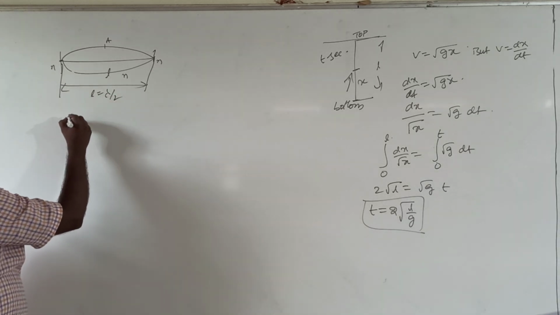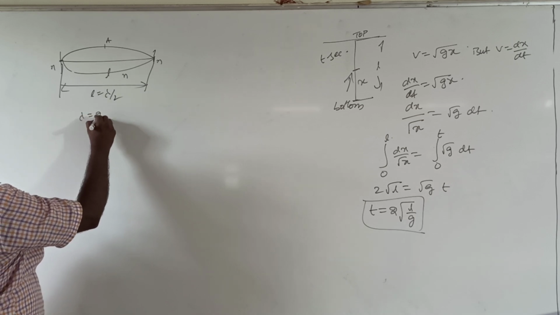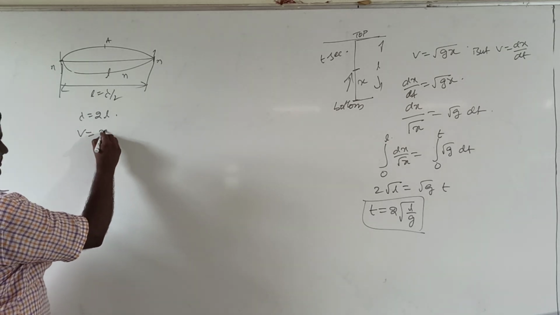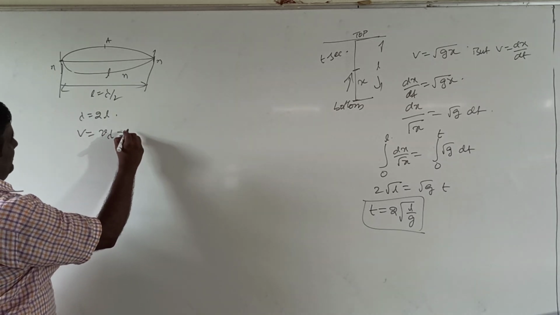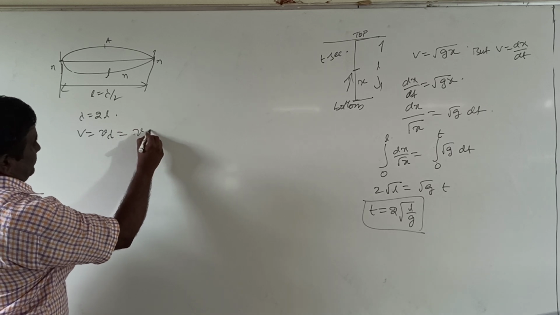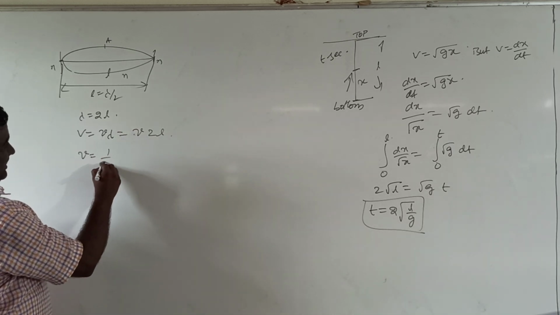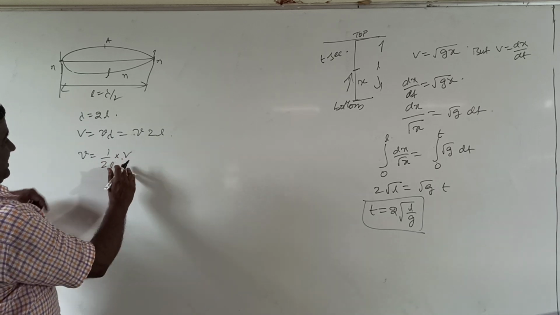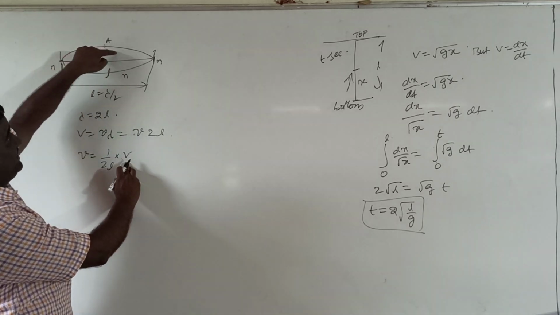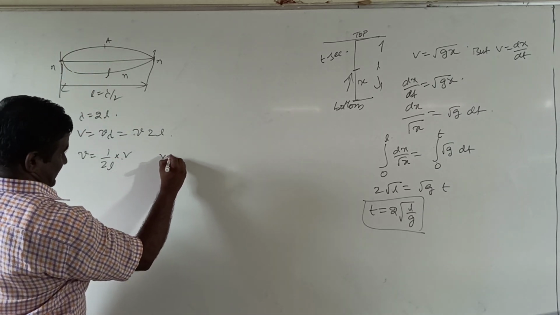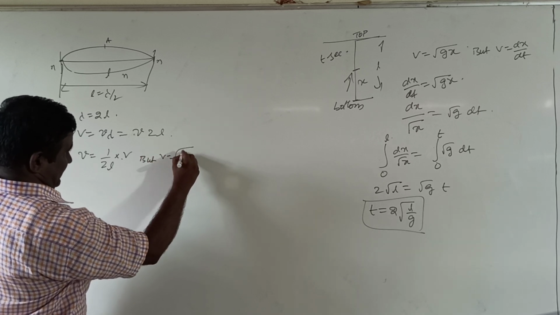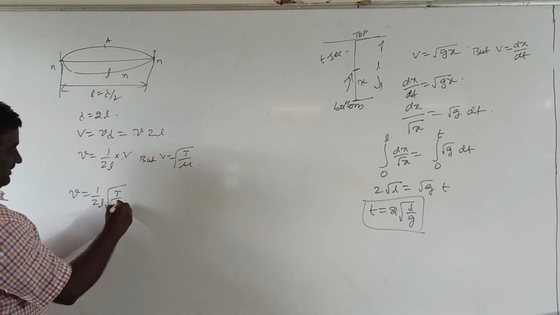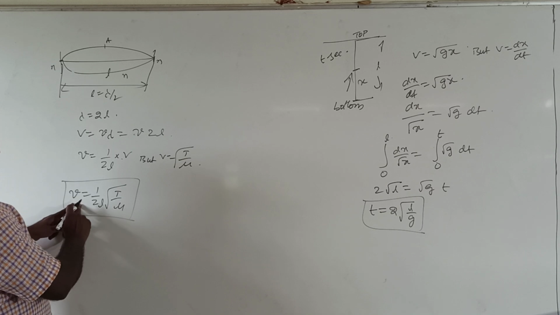Then lambda equals 2L. The velocity of the wave V equals n lambda, so V equals n into 2L. Then n equals 1 by 2L into V, where V is the velocity of the wave in the string. It is V equal to root over T by mu. Then n equals 1 by 2L into root over T by mu, which is the frequency of the string vibrating with a single loop.